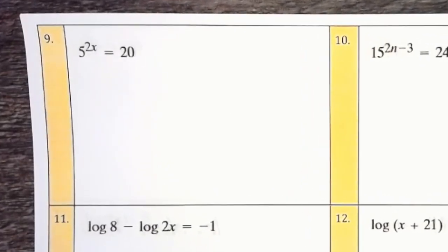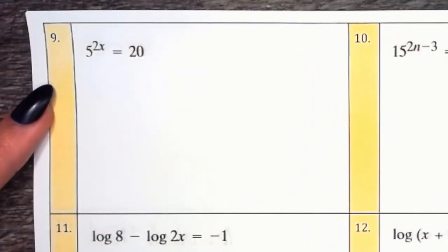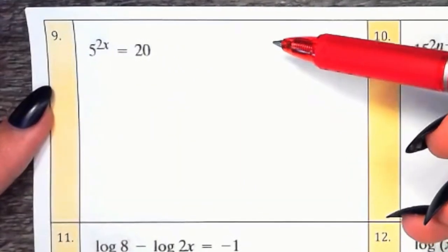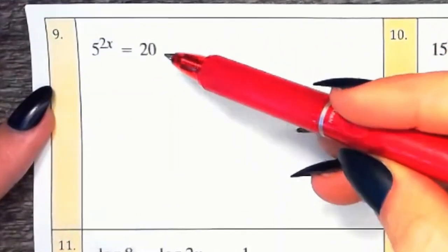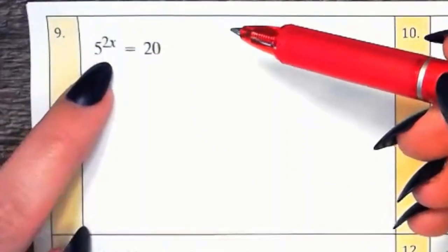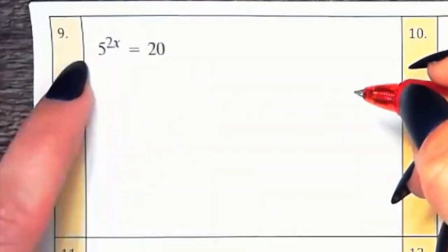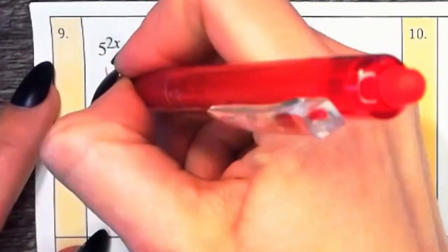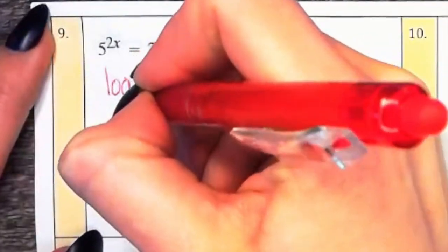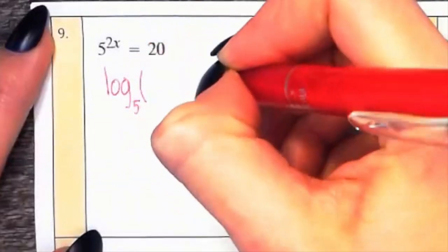This is an exponential equation. Since it's an exponential, that means we need to use a logarithm to solve. X is in the exponent, we've got to get it out. We're going to take the log of both sides because our base to a power is already alone. So we're going to go ahead and take the log base 5 of both sides.